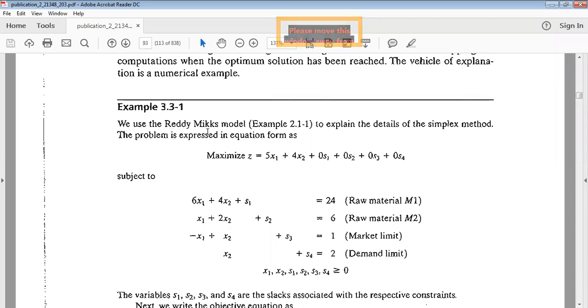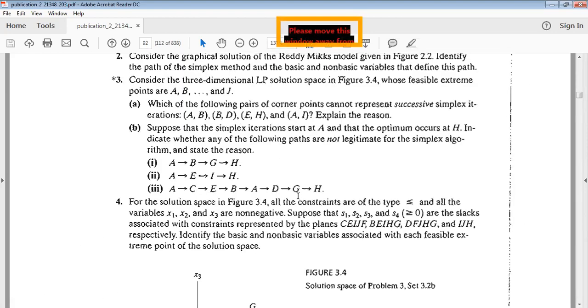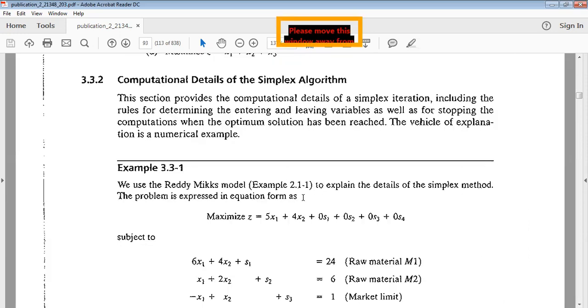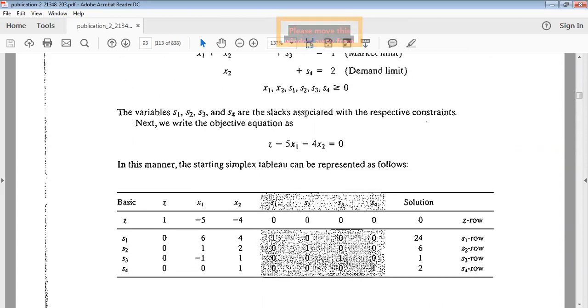we use the simplex method. The problem is maximization, and this is 0S1, 0S2, 0S3. If you take up all these, they are less-than-or-equal constraints: less than 24, less than 6, less than 1, less than 2. Therefore, plus S1, plus S2, plus S3 by adding slack variables. So like this, you are going to get the particular thing.